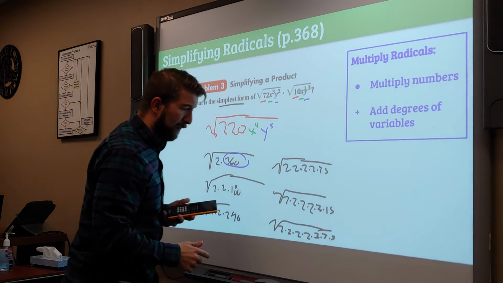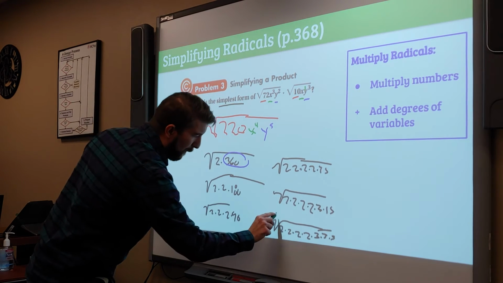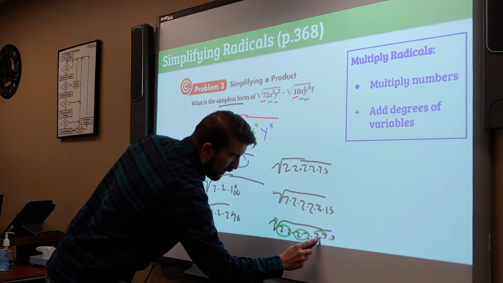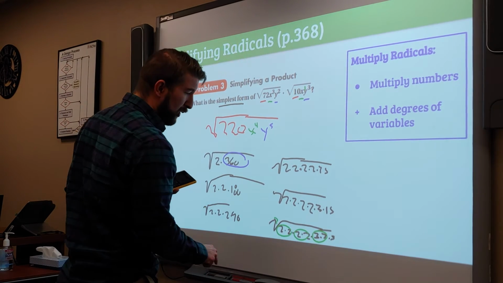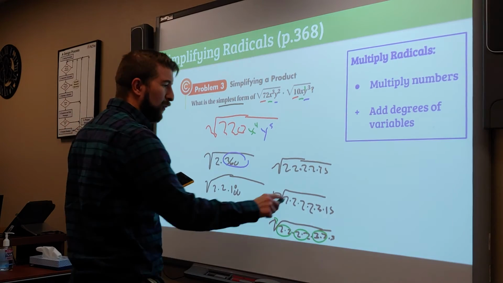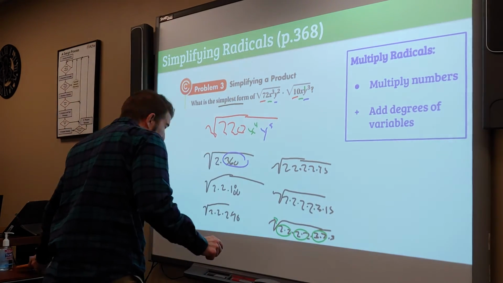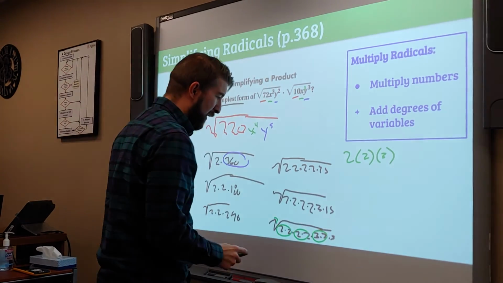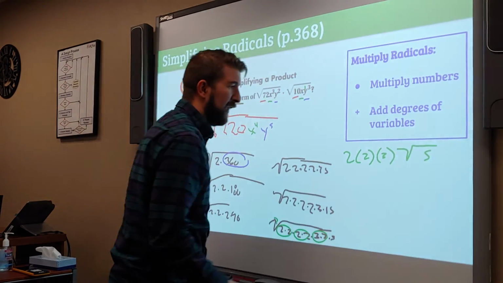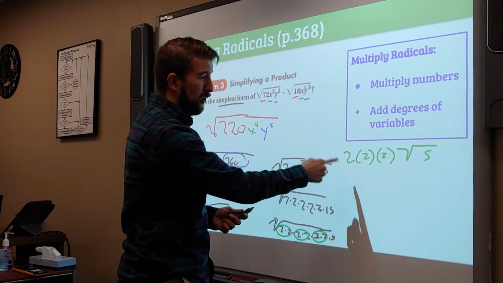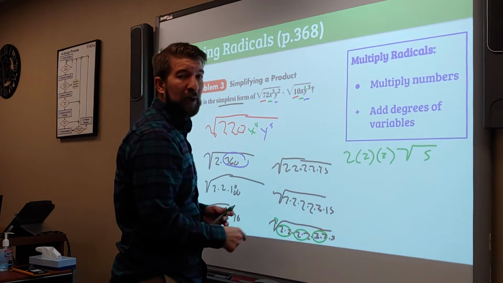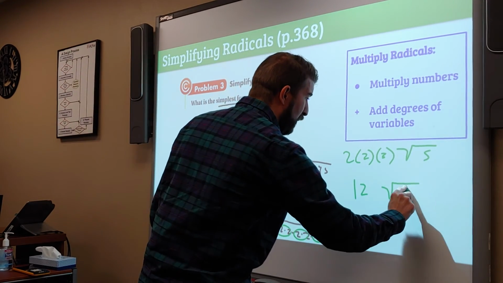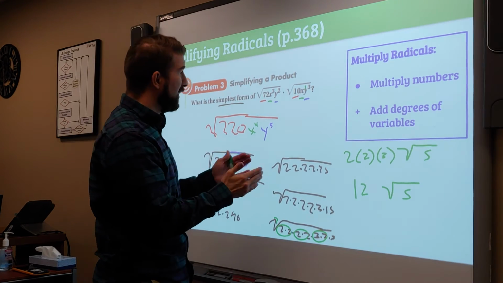Now this is just for the numbers. And so notice I'm going to take out my pairs because there's an invisible 2 right there. So I'm going to take out 2 2s and a 3. And so when I do that, it would be like 2 times 2 times 3 and then I would have the 5 left over. And so I would just multiply these together. 2 times 2 is 4. 4 times 3 is 12. And so I could say 12 radical 5.